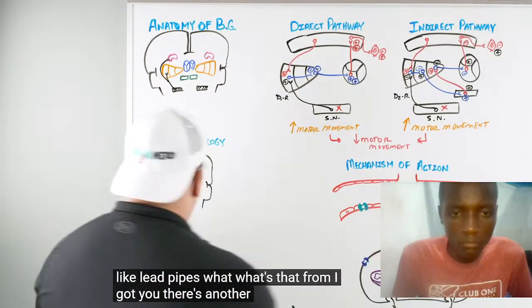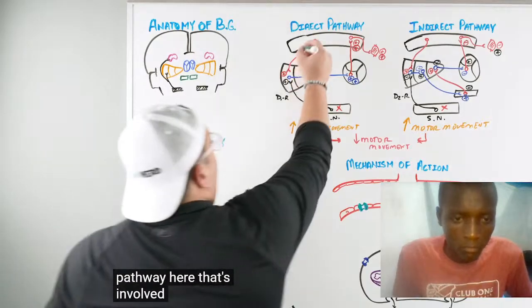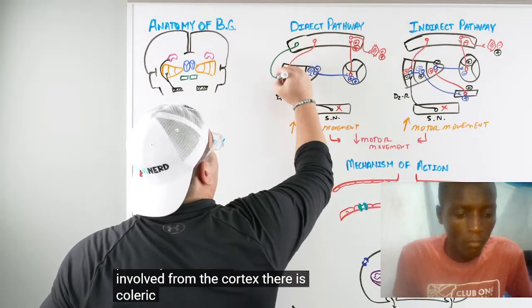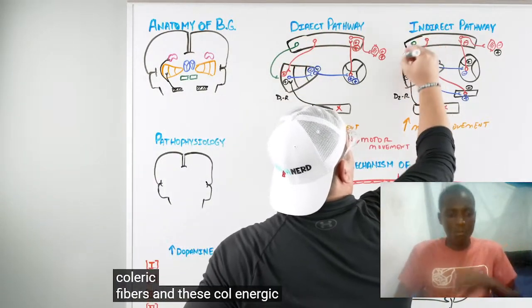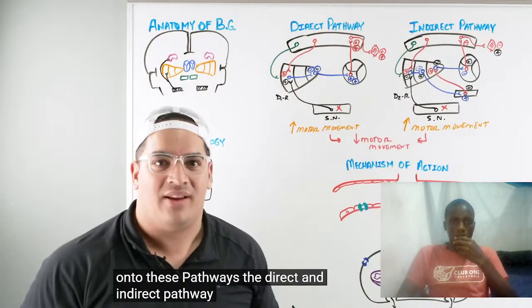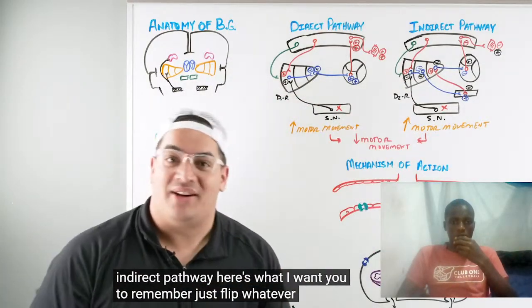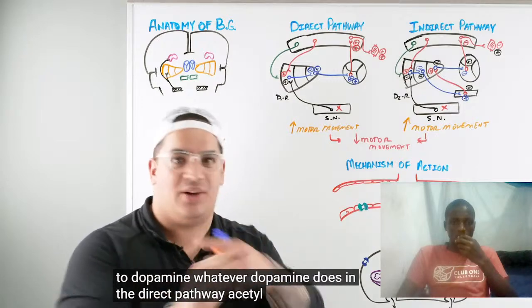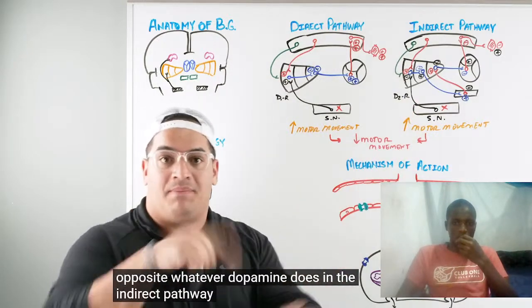There's another potential pathway here that's involved. From the cortex, there are cholinergic fibers. And these cholinergic fibers go and release acetylcholine onto these pathways, the direct and indirect pathway. Here's what I want you to remember. Just flip whatever it does to dopamine. Whatever dopamine does in the direct pathway, acetylcholine does opposite. Whatever dopamine does in the indirect pathway, acetylcholine does opposite.